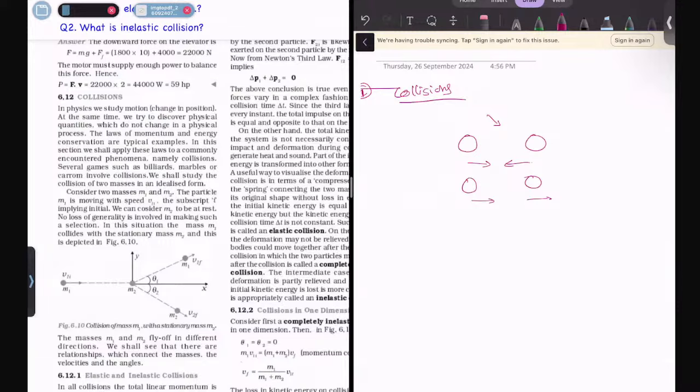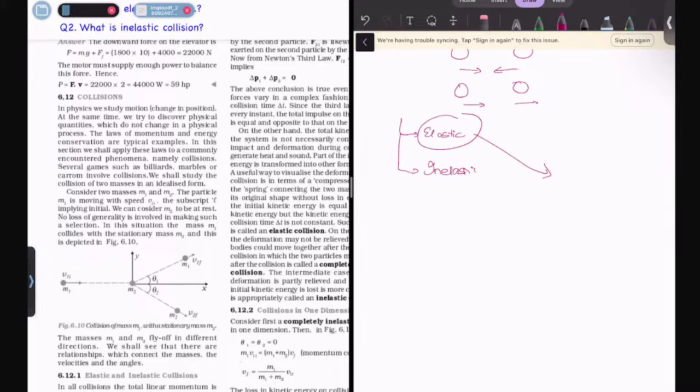So the types of collision are: one is elastic and another one is inelastic. So how will you differentiate between these two, elastic and inelastic collision? First I will explain elastic collision. What is an elastic collision?